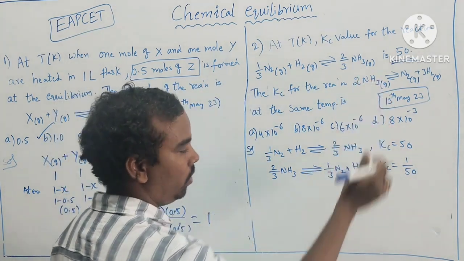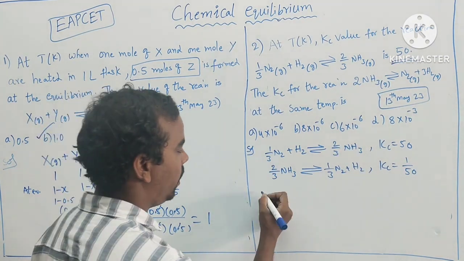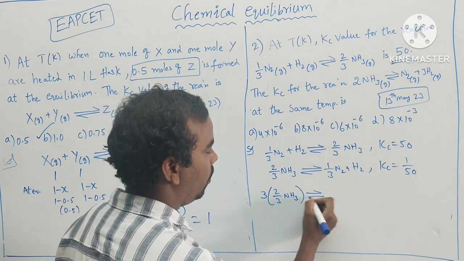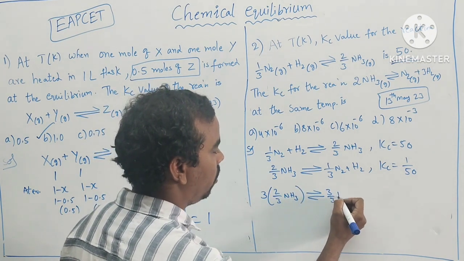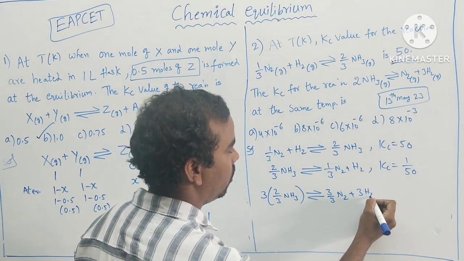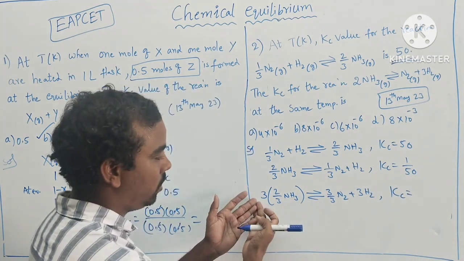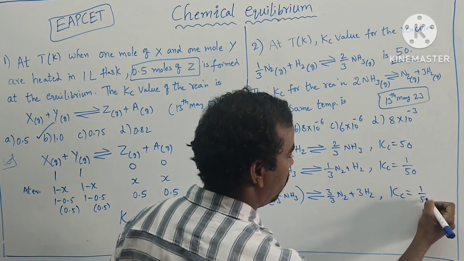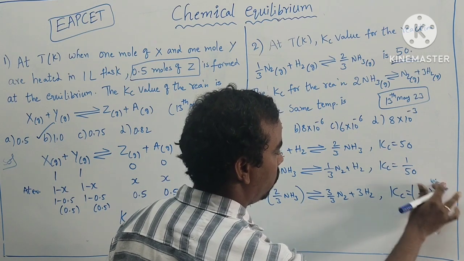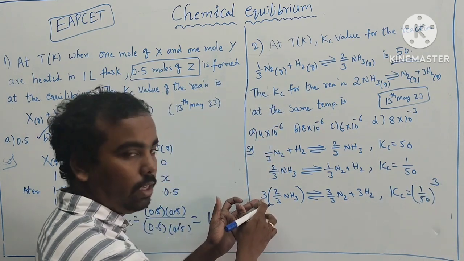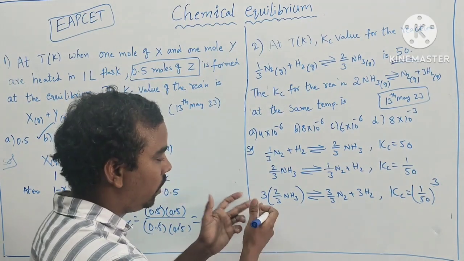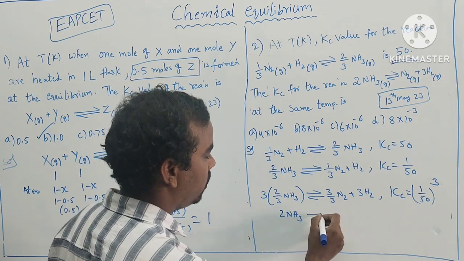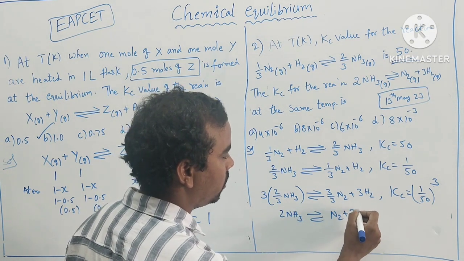But here it is 2 moles of ammonia, while there it was 2 by 3 moles of ammonia. If it is multiplied by 3, then 2 by 3 NH3 becomes 2NH3, in equilibrium with N2 plus 3H2. Multiplying with 3 means Kc is equal to 1 by 50 whole power 3. This 3 is converted to its power. If 2 is there, power 2. So the 3 cancels: 2NH3 is in equilibrium with N2 plus 3H2.